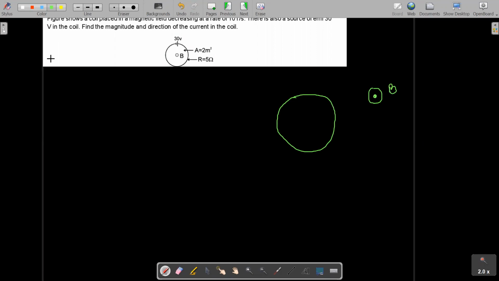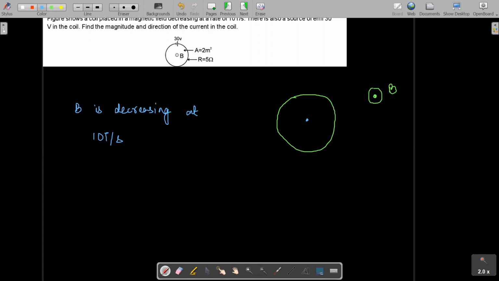And this problem is also saying that the magnetic field is decreasing at 10 Tesla per second. It is already given in the problem. So what will you say here? The magnetic field is outside the plane of paper, and in that outward direction, the magnetic field is decreasing.